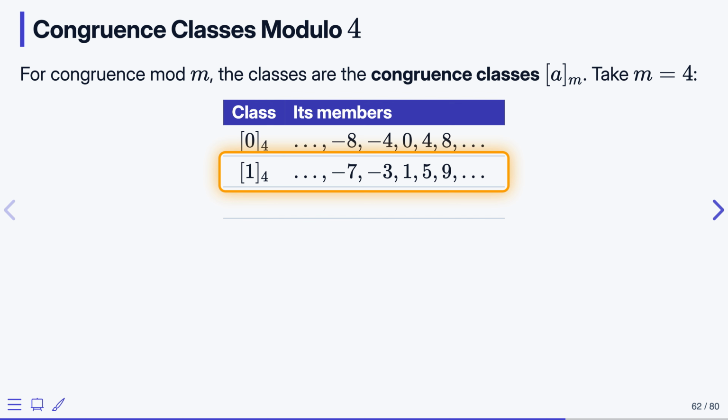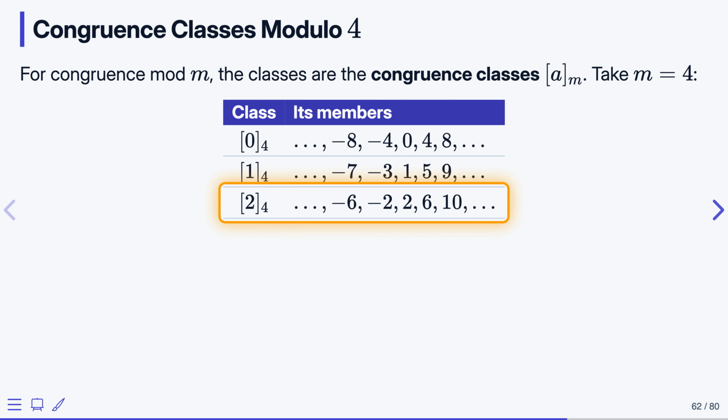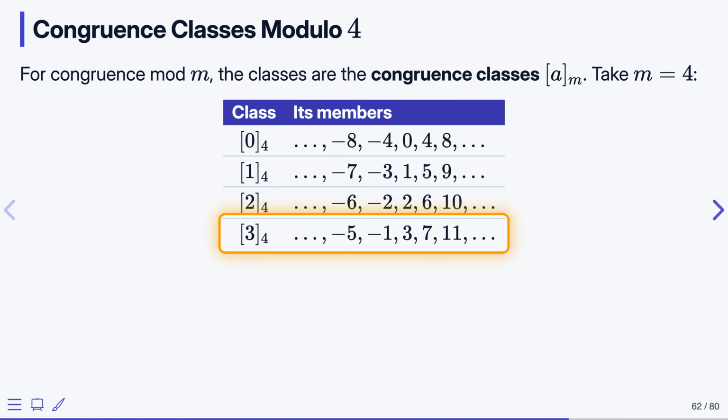The class of 1 holds -7, -3, 1, 5, 9, and so on. Each of these is a multiple of 4 plus 1. The class of 2 holds -6, -2, 2, 6, 10, and so on. And the class of 3 holds -5, -1, 3, 7, 11, and so on.